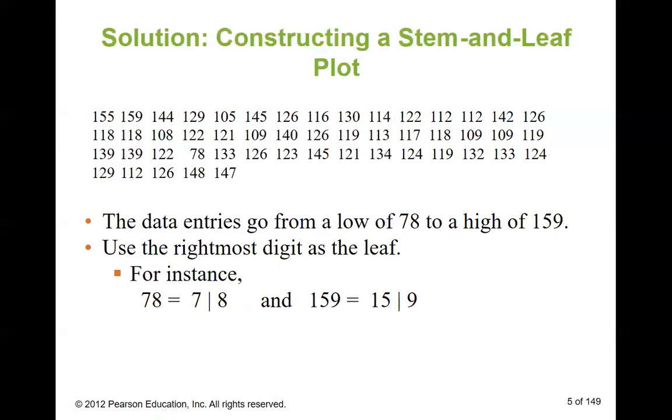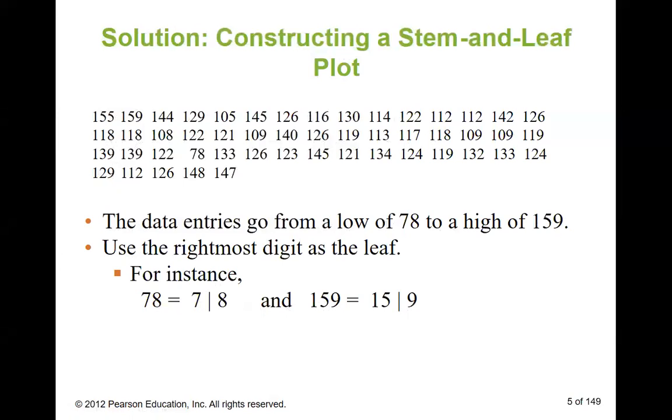Now let me tell you one other thing that's going to be important. You see how this is written here, where it says 78 is equal to 7, and there's this vertical line and an 8. Then you could take the number 159 and write it as 15, a vertical line, and a 9. This is called your key, and that's something you're going to have to provide so people understand how to read your stem and leaf plot correctly.